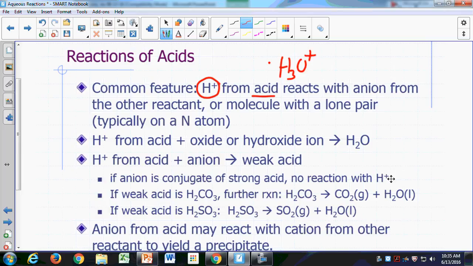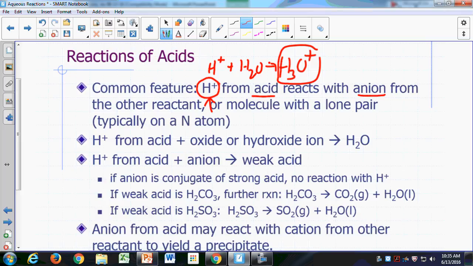Okay, so H plus plus water gives you a hydronium ion. Whenever we talk about H plus in aqueous solution, what we really mean is the H plus that's attached to the water molecule in the hydronium ion. Okay, so a common feature of these reactions, if you want to be able to make predictions, is to realize that this H plus would be attracted to something negative.